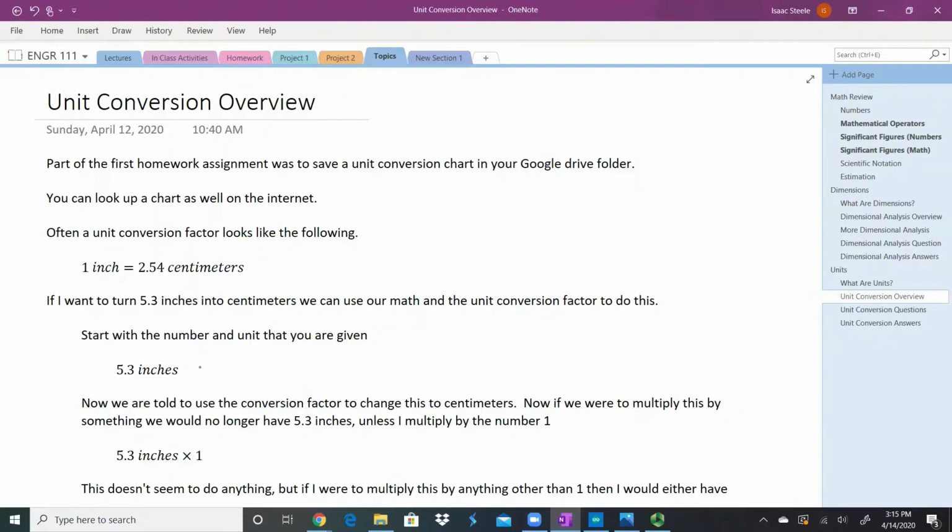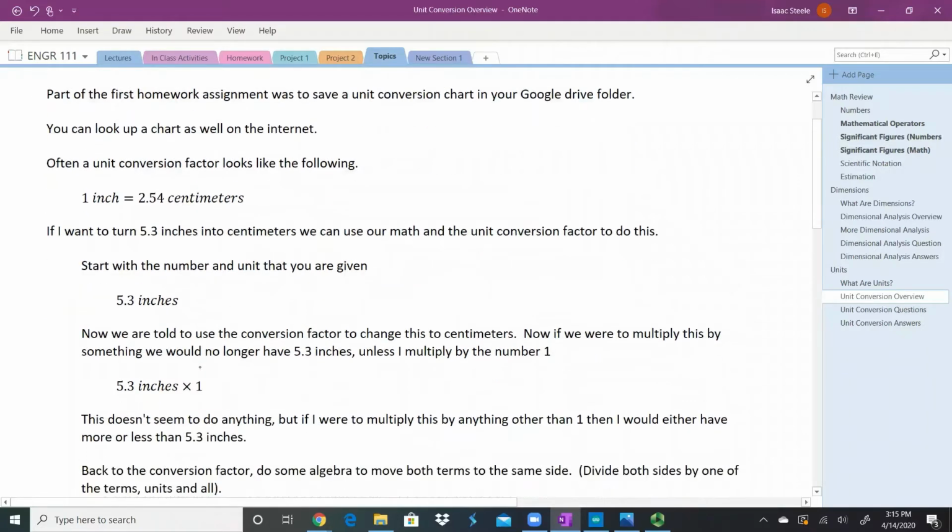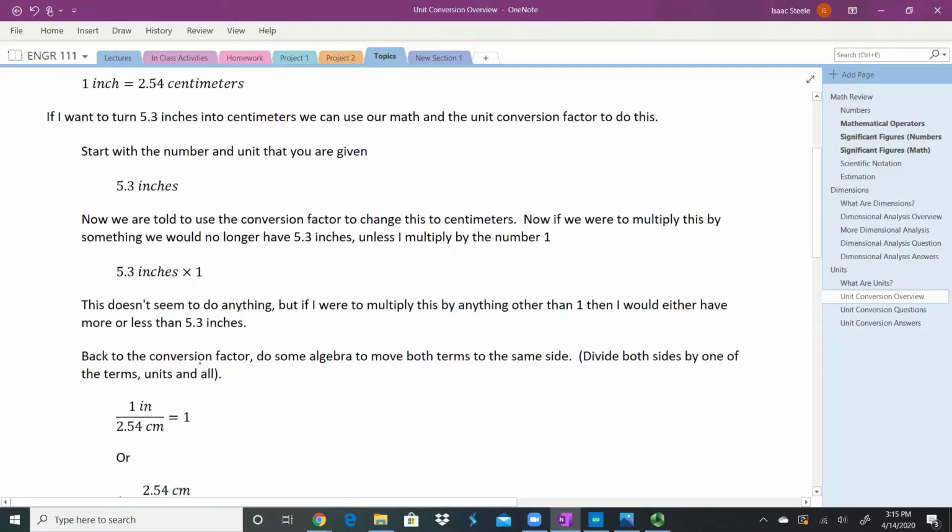Since I'm going to be multiplying this 5.3 inches by some conversion factor, what can that number be? If I multiply it by something bigger than 1, then it's going to be bigger than 5.3 inches. And if I multiply it by something smaller than 1, then it's going to be smaller than 5.3. So really the only thing that I can do is multiply 5.3 inches by 1. But that doesn't seem to do anything, because we know that if we multiply anything by 1, then I just get that same number back, that 5.3 inches.